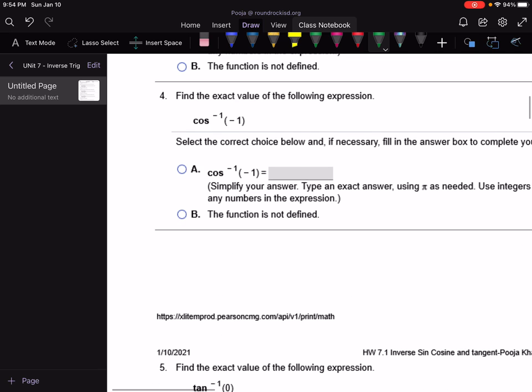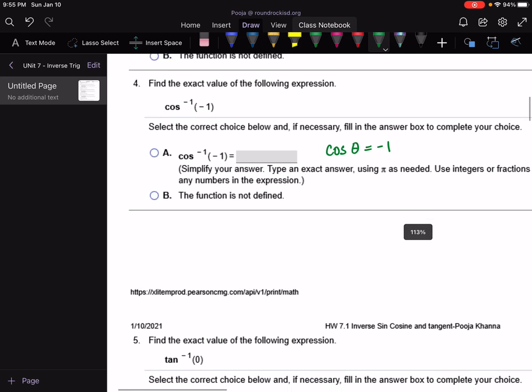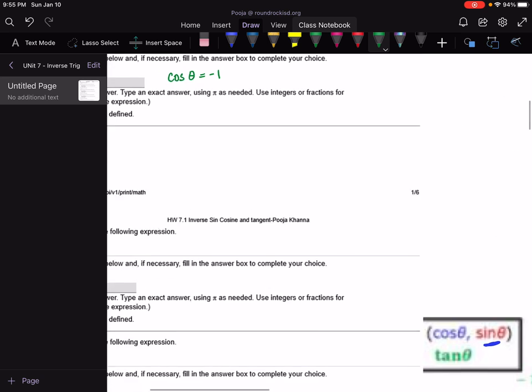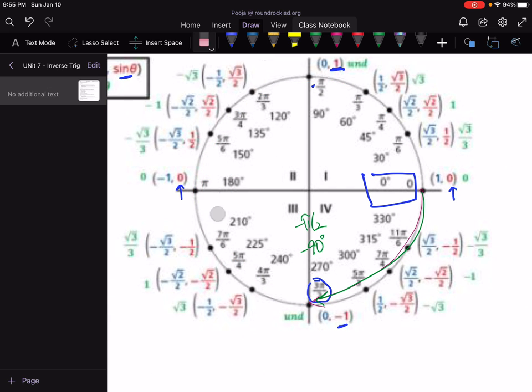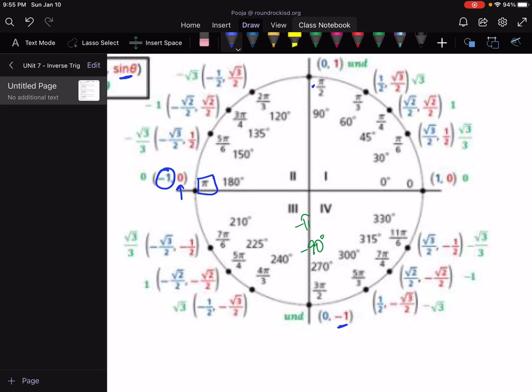Let's look at one cosine. Cosine inverse of -1. So cosine of what theta equals -1? Cosine is the x-coordinate. So let's look for -1 in the x-coordinate. And that's right there. Do we see any other answers? No, not really. So it should be pi.